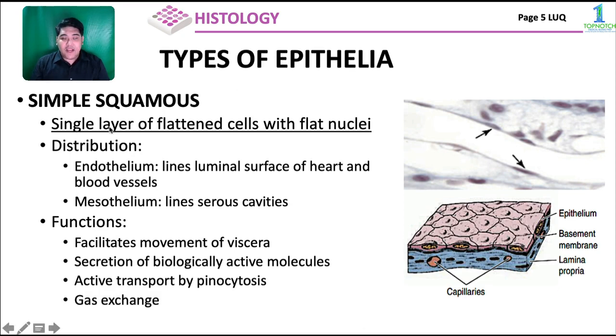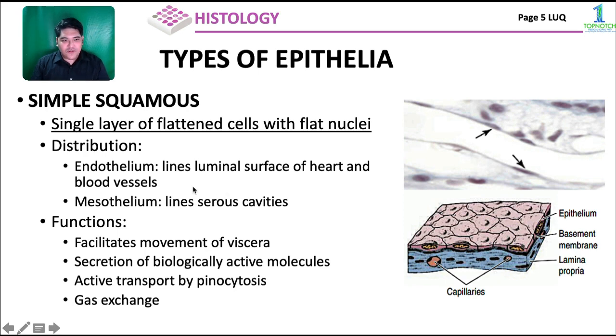This is a single layer of flattened cells with flat nuclei as explained kanina. So, ang distribution neto, saan siya nakikita? Endothelium. This is your lining of the luminal surface of your blood vessels or your heart. And then you have your mesothelium kapag naman ang pinag-uusapan ay mga cavities like in your abdomen.